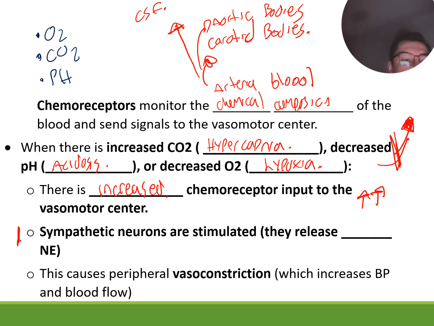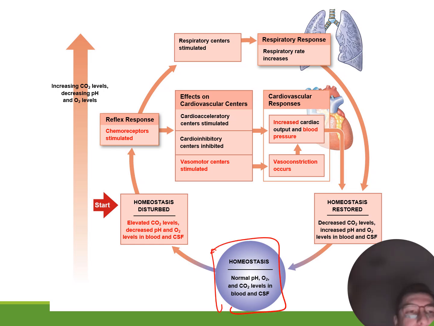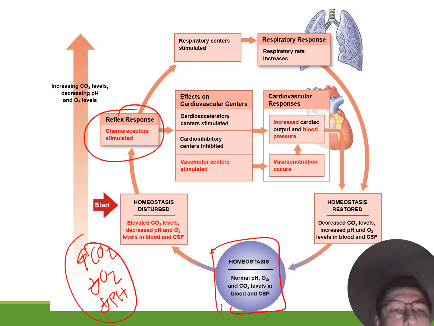Here they release more norepinephrine because we have a cardioacceleratory response. In this picture we have a response to acidosis, hypoxemia, and hypercapnia. So we have an elevated CO2, a decrease in oxygen, and a decrease in pH. When we have all of these, there is going to be an activation of those chemoreceptors, where there is going to be an increased signal to the cardiovascular center.